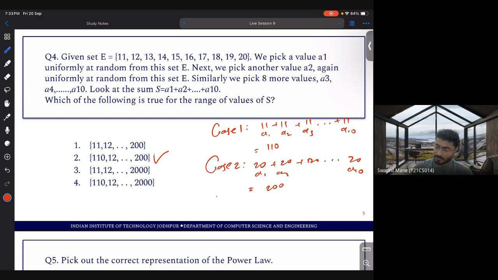There is another factor: since we are randomly picking the numbers from this distribution, we get a bell shaped curve here for the distribution of the sum. On the x-axis, the values are represented starting from 110 up to 200, like this.